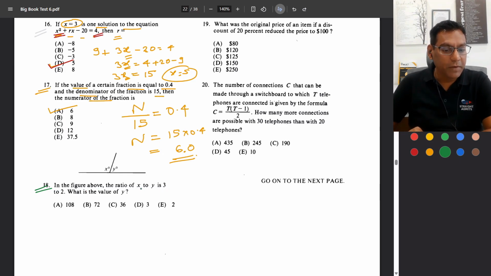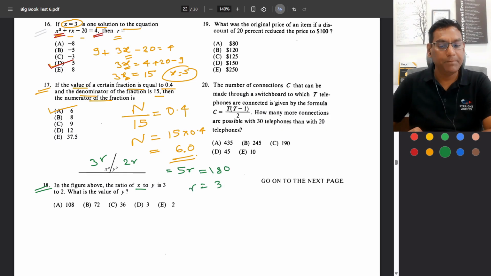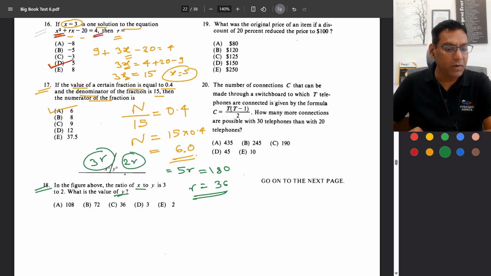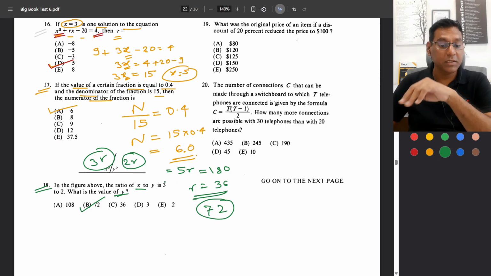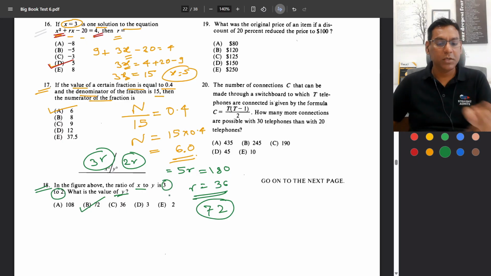Figure above, the ratio of x to y is 3 is to 2. So this is 3r and this is 2r. Total it is 5r is 180. So r is equal to 36. So 3r is going to be something, 2r is going to be something. What are they asking? Value of y. Y is equal to 2r. So 2r is going to be 72. Answer choice B. Right? I almost made a silly mistake here. If that answer choice was actually there, I would have fallen into that trap. So be careful.